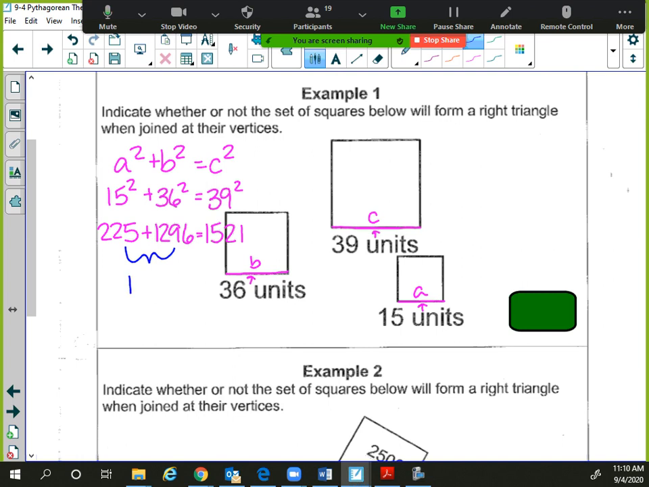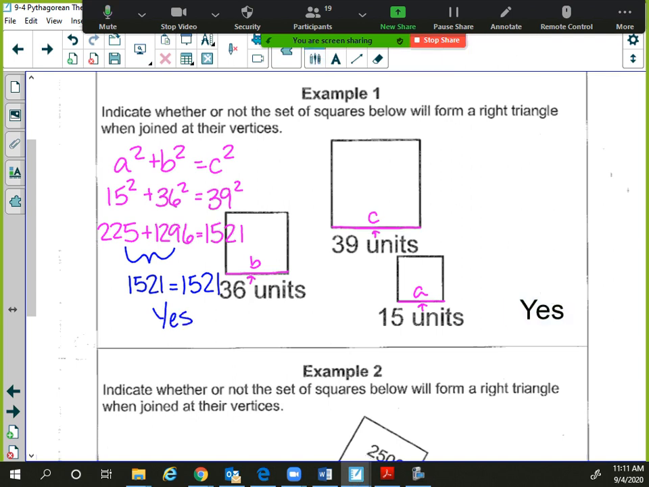It is 1,521. So we're just simplifying. So I'm going to bring down the last part. And because that's a true statement, 1,521 is equal to 1,521. We would say that, yes, this is going to form a right triangle. So if I were to move these triangles around and put them together, edge to edge, in the center, it would form a right triangle like we saw in our diagrams and like we saw in those videos.